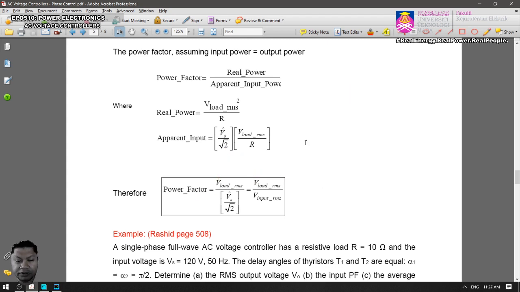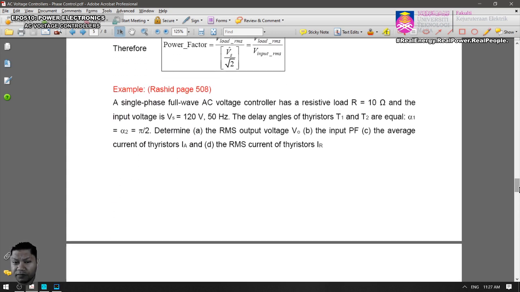Okay, so you can look into Rashid page 508 for some equations, calculations and examples, then you can find the solution for that.